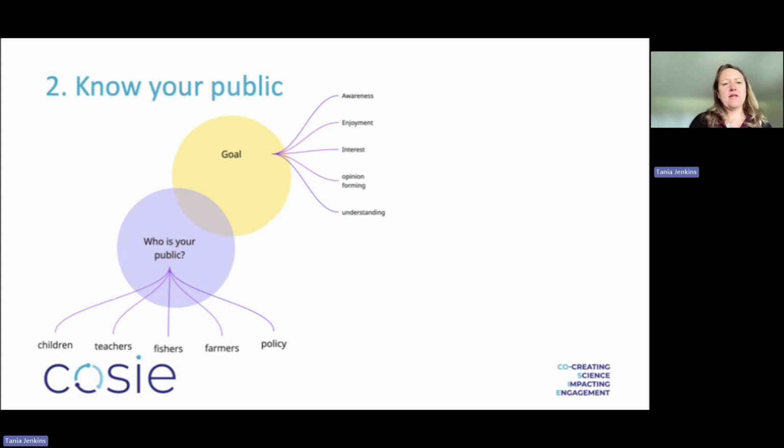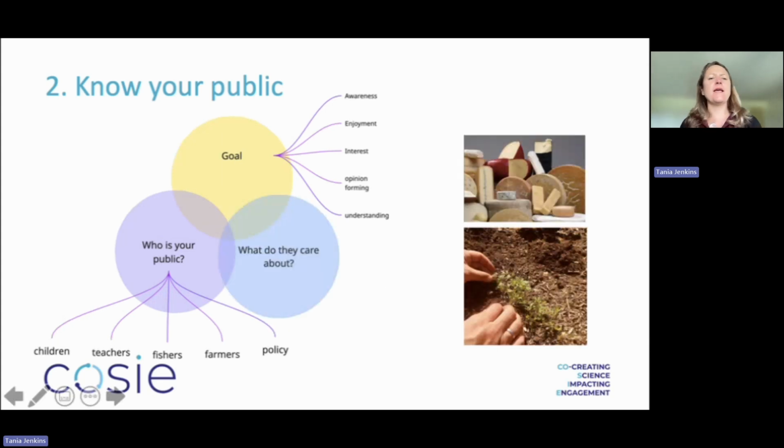You should also then think very carefully about who your public is. So are they kids? Are they teachers? Are they fishers? Are they farmers? Are they policymakers? All of these people and target groups have different needs and different requirements and different interests. And they're not necessarily going to engage with something that they don't care about. So you've also then got to think about what they care about.